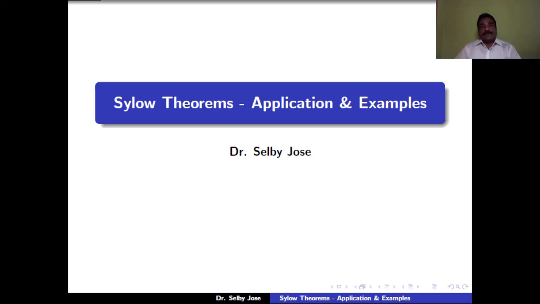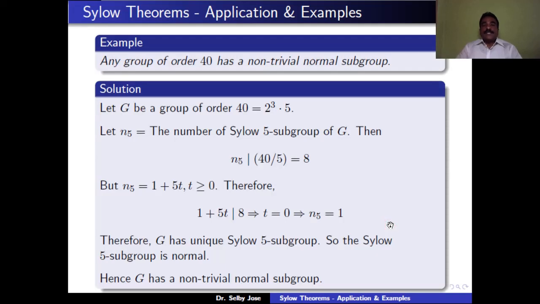Hi, in this session we discuss some examples which are an application of Sylow theorems. The first example is: any group of order 40 has a non-trivial normal subgroup. We have seen in the last session that if G has a unique Sylow p-subgroup, then that subgroup is normal. So here also we have to find a unique Sylow p-subgroup for some p.